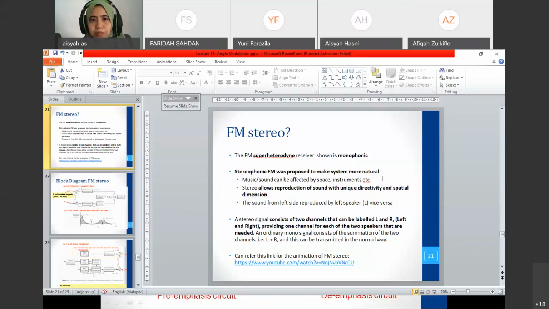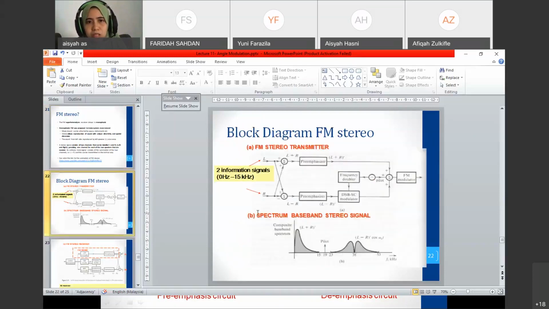So the stereo signal consists of two channels, as Farida shared, left and right, providing one channel for each of two speakers. As you can see here, before this we only had monophonic, and then after adding the pilot that becomes the subcarrier, it will increase the bandwidth.